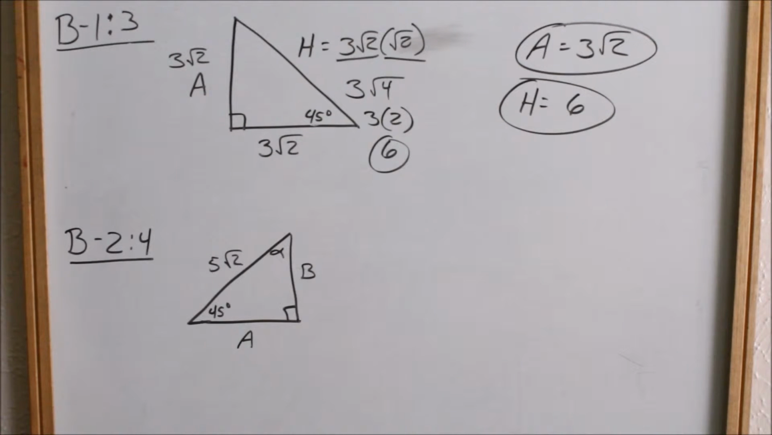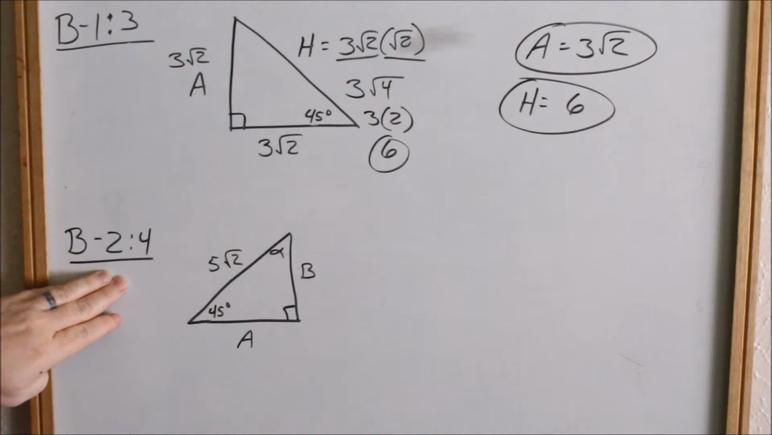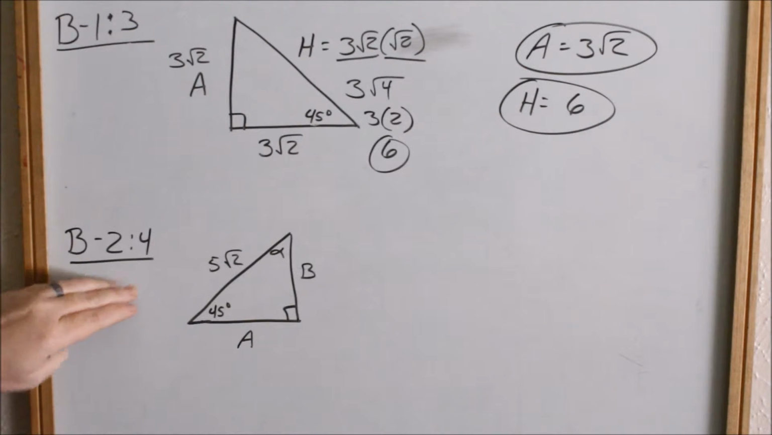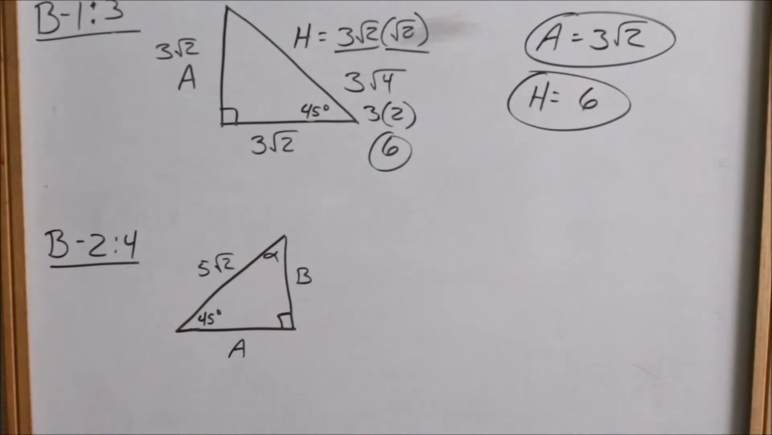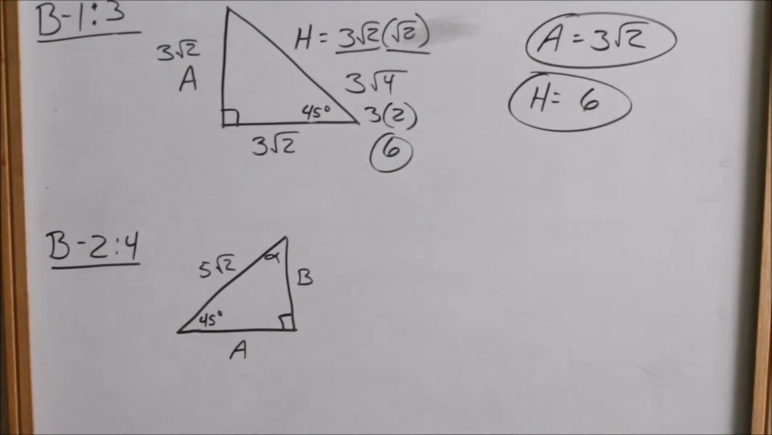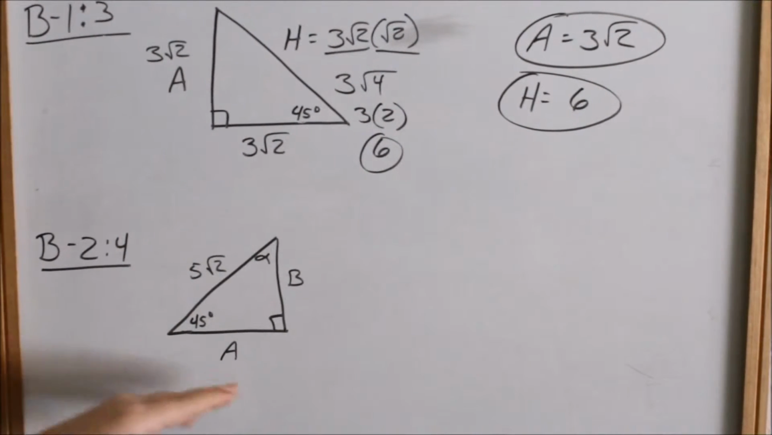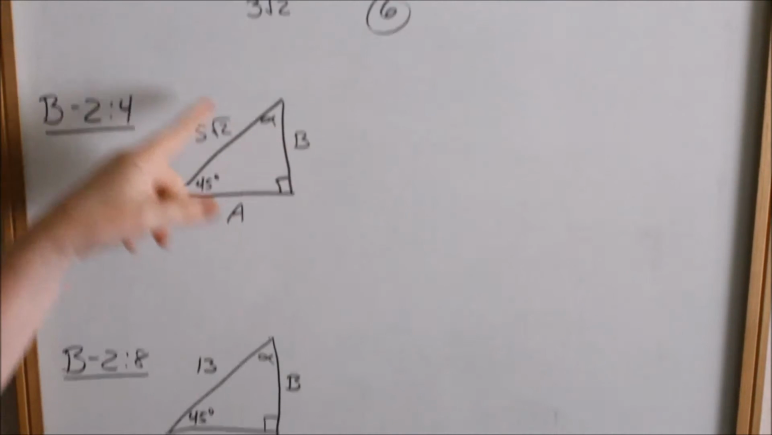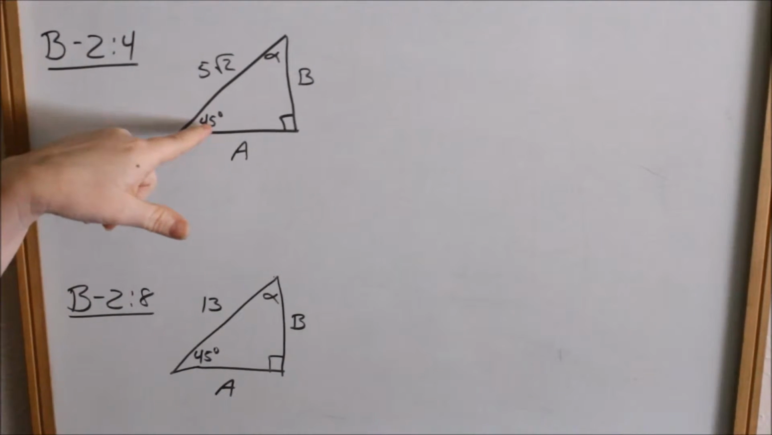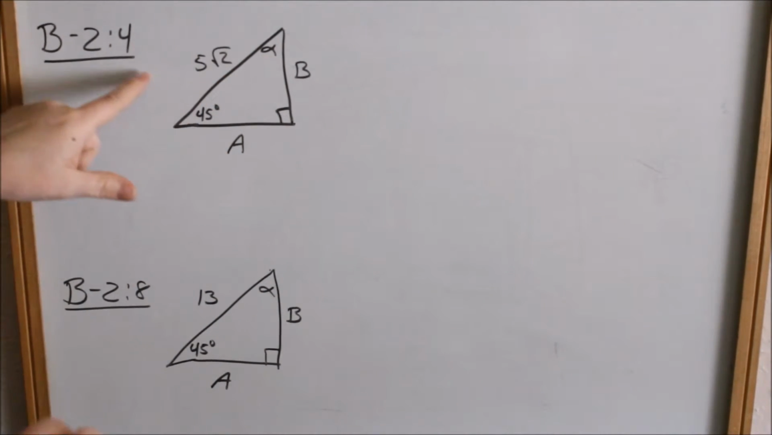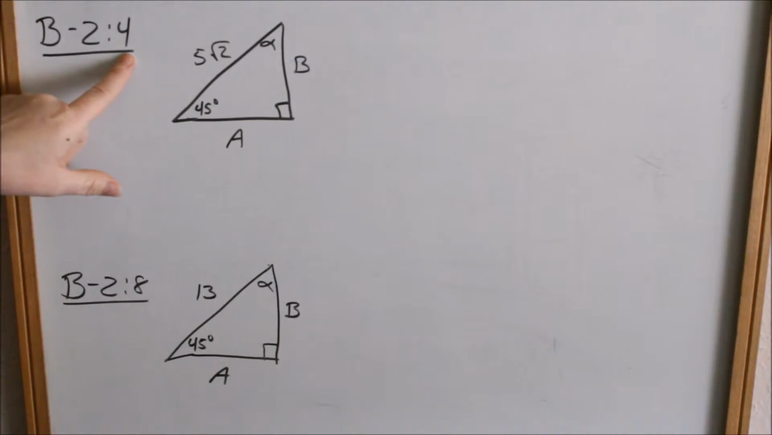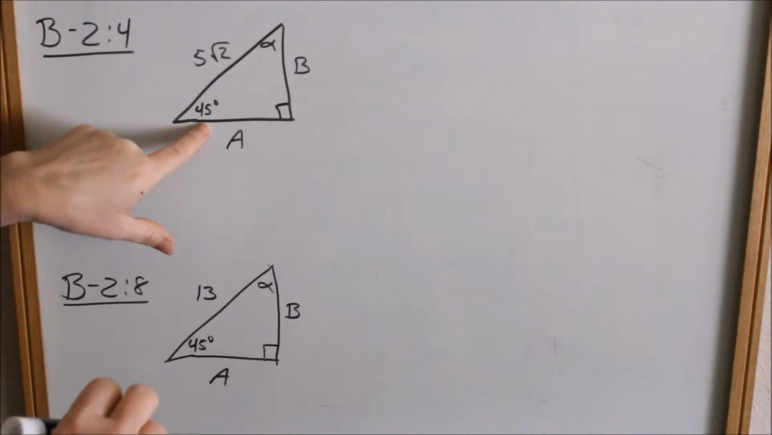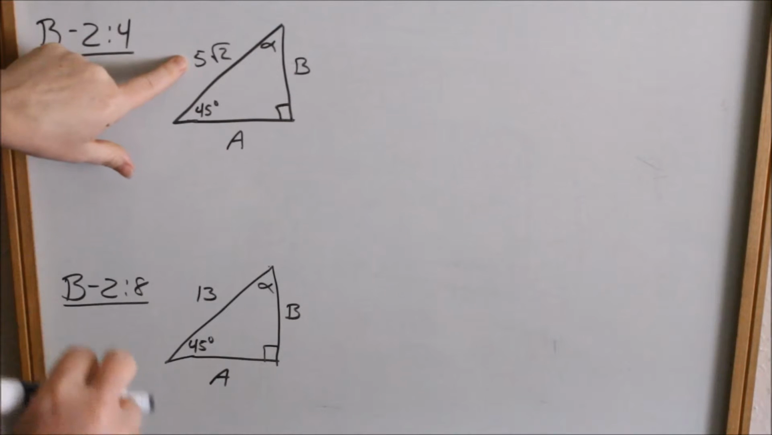Keep simplifying until you can't simplify anymore. Okay, now look on page B2, problem 4. So in that problem, at the top of the page, they're going to give you a triangle where A and B represent the legs, H is the hypotenuse, and then they have theta and alpha. And in this specific problem, problem number 4, they tell you that theta is 45 degrees and that the hypotenuse is 5 square root of 2.